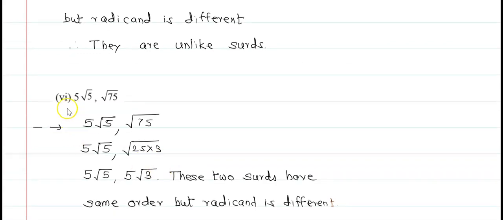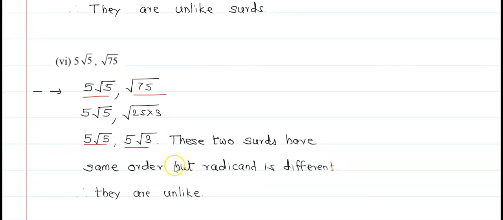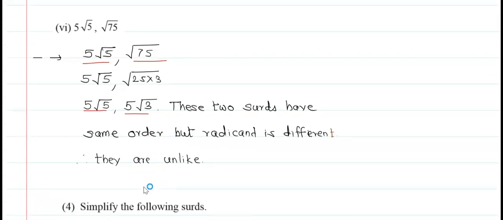Now the next question is 5 root of 5 and root of 75. Here is 5 root of 5. 5 is a prime number. We cannot factorize it, but 75 can be factorized like this, 25 into 3. But what is the square root of 25? It is 5. So 5 root 3. And here is 5 root of 5. Again the order is the same, but the radicand is different. Here is 5 and here is 3. Therefore, these two surds are called unlike surds, though they have the same order.